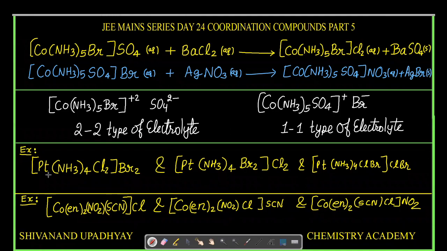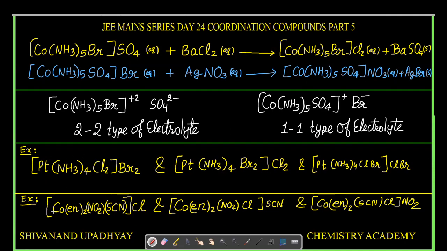The other example is Pt(NH3)4Cl2Br2. Here two ligands can be exchanged. It is possible that both ligands are exchanged, or it is possible that only one ligand is exchanged. So there is a possibility of these number of isomers if the formula is this.